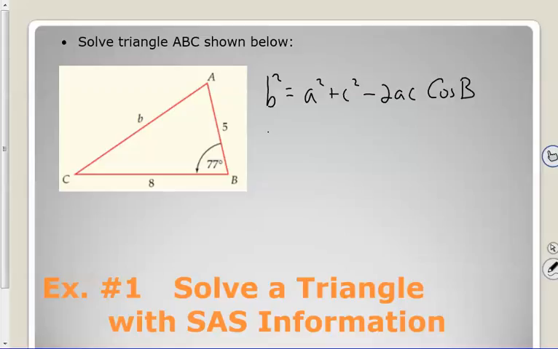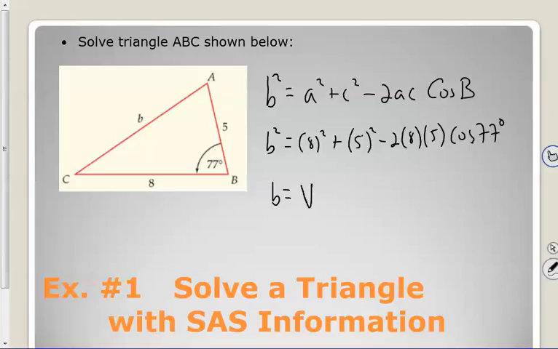So b squared is equal to a squared, so that's 8 squared plus 5 squared minus 2 times 8 times 5 times the cosine of 77 degrees. Now this is where you would want to have your calculator in degree mode. So then realistically, b is nothing more than the square root of 89 minus 80 times whatever the cosine of 77 is. If you calculate it, you should get something around 8.4. Does that make sense?